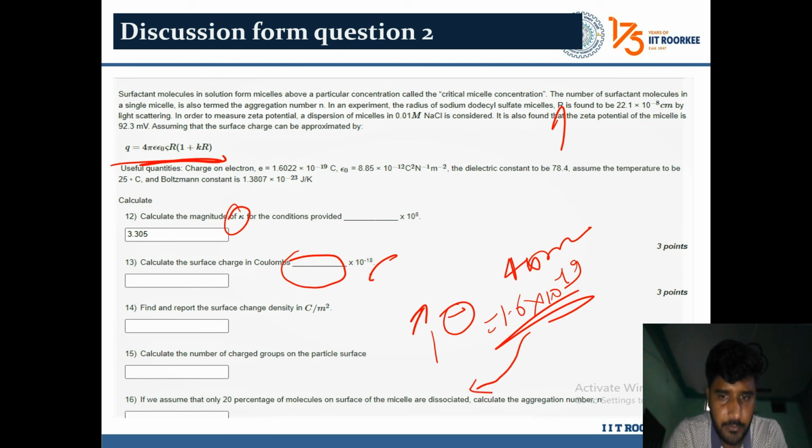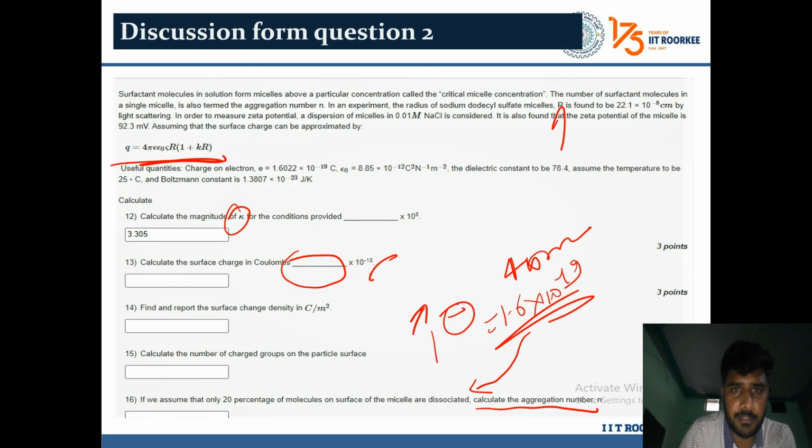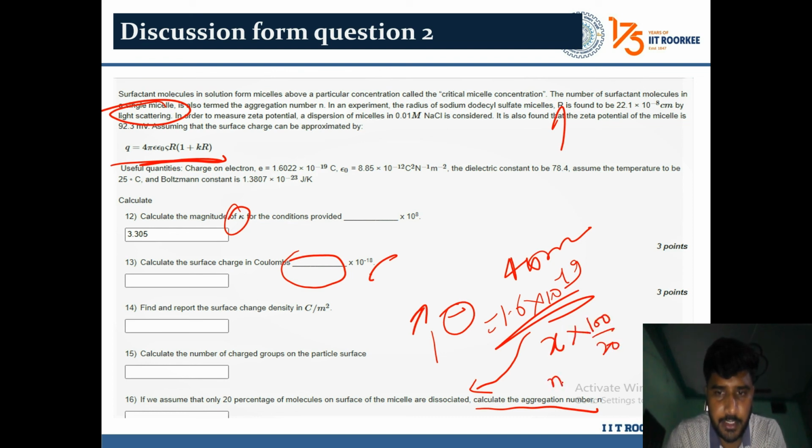What you have to do is calculate the aggregation number, that is the number of surfactant molecules in a single micelle. So you have to calculate the total number. You can easily back calculate: let's say this number is x, so x multiplied by 100 divided by 20, you will get the aggregation number. So this was the last question for this particular session.